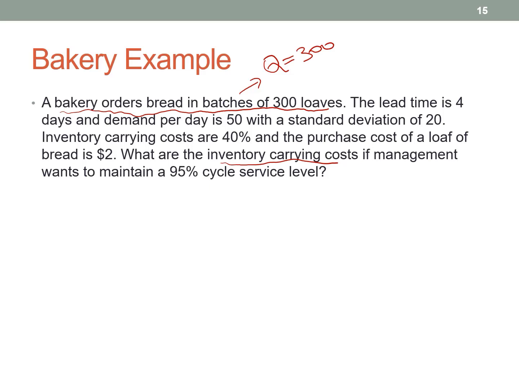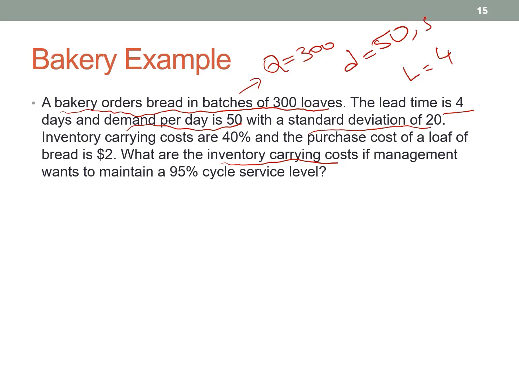The lead time is 4 days, and demand per day is 50 with a standard deviation of 20. So lead time of 4 days, that's your L. L equals 4. Demand per day is 50. That's the small d. Small d equals 50. And a standard deviation of 20 for the demand.